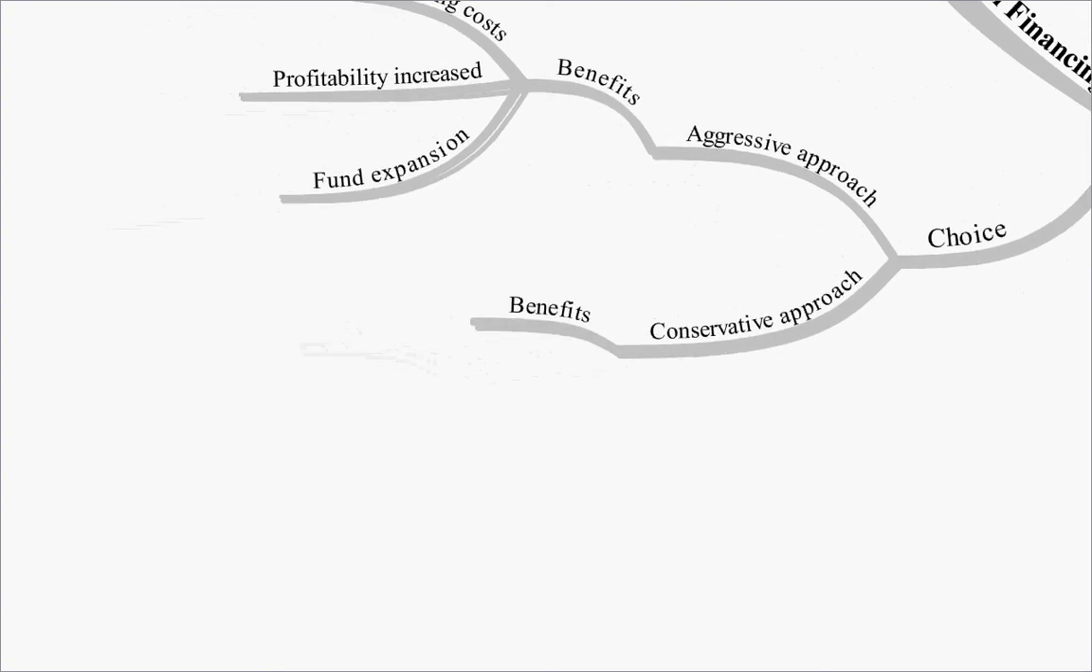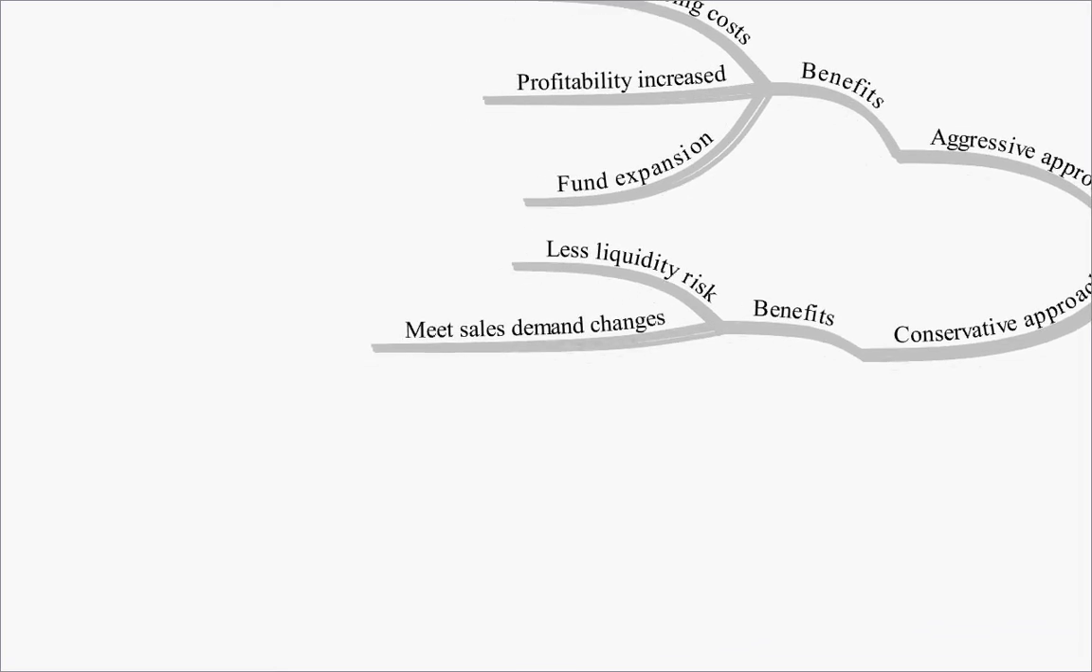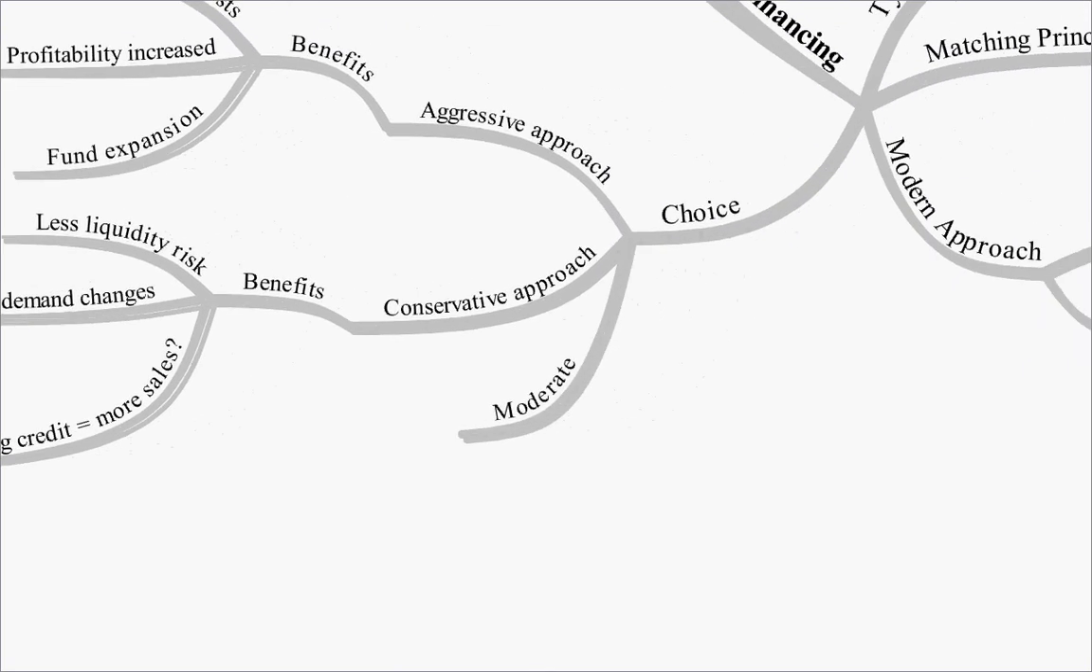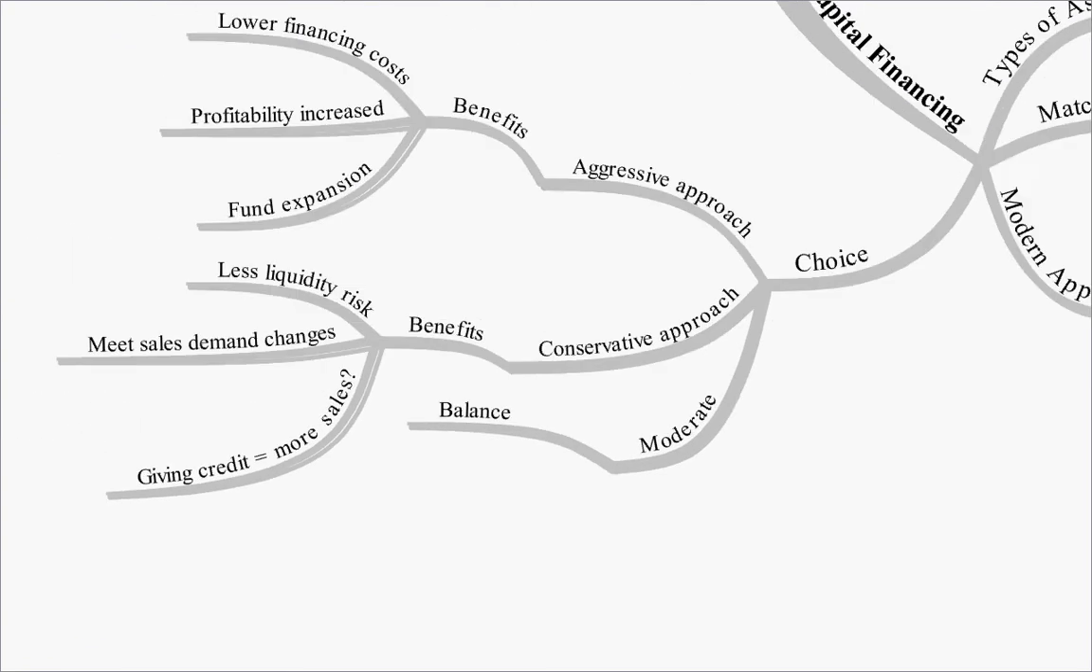Conservative approach, well, the benefits of it are there's less liquidity risk. We meet sales demand changes more easily because we have more liquid assets. And giving credit should equal more sales. I.e., if we give more credit to our customers and have a more conservative approach, then that should equal more sales for us. Remember that we could just take a moderate approach, which is somewhere in between those two and strikes a balance between them.